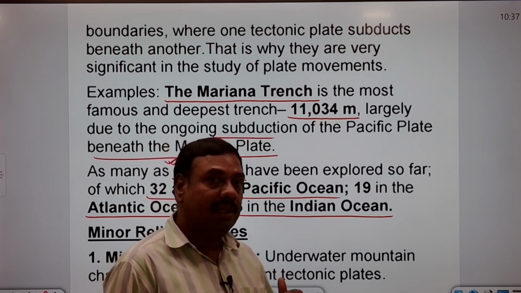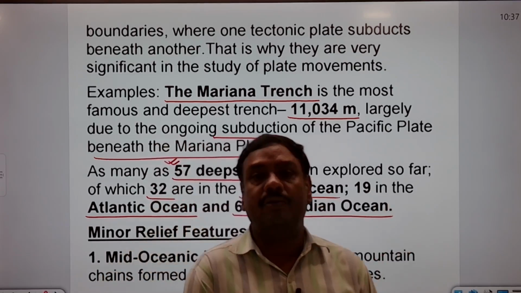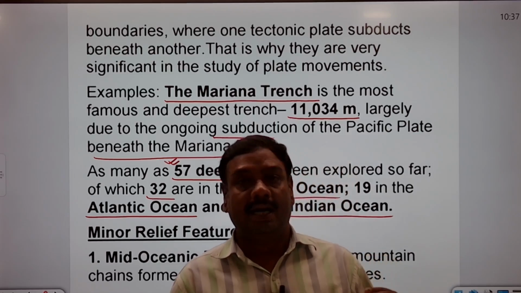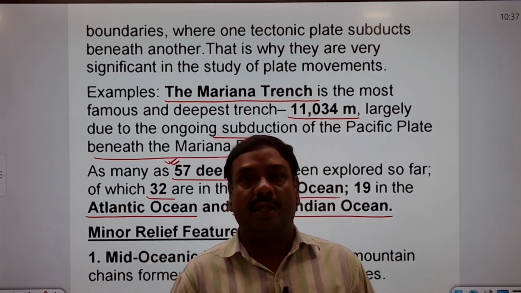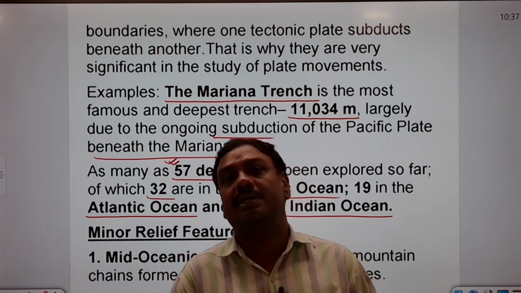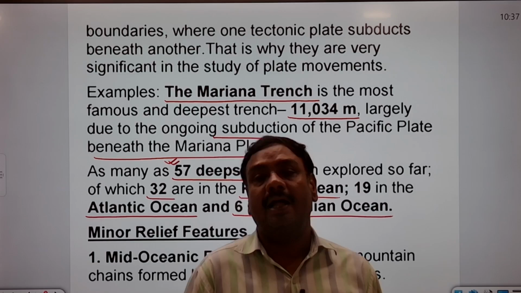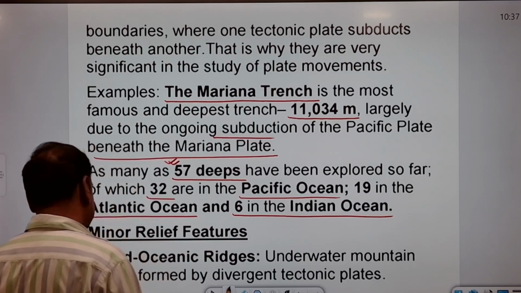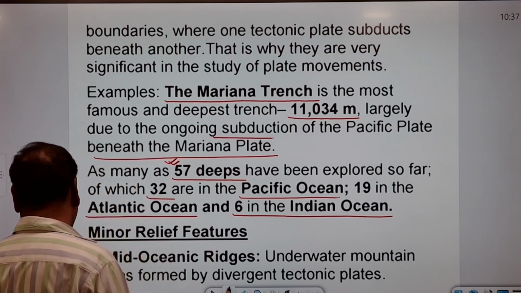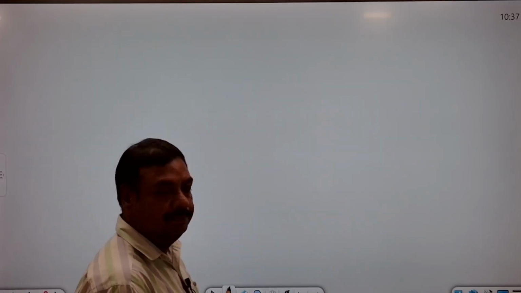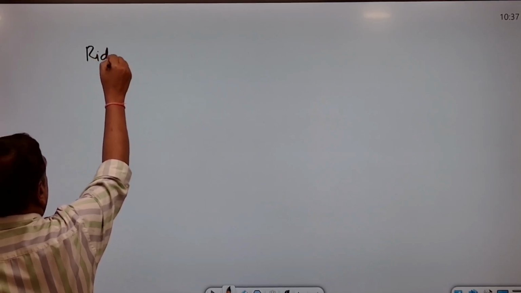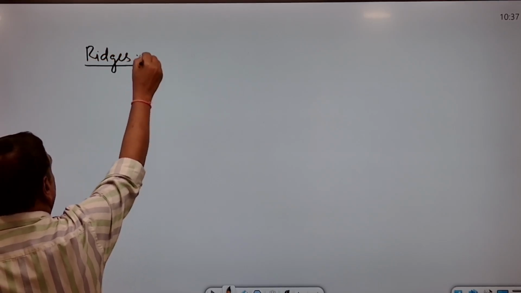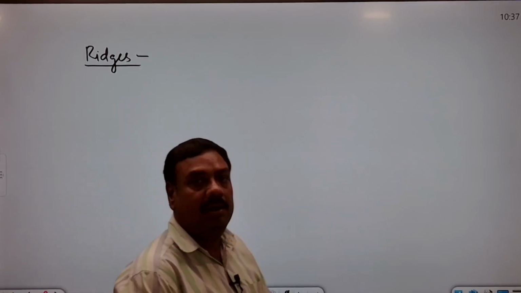Okay, before that, if you remember how trenches are formed, I told you that trenches are formed when two plates are converging towards each other. If you remember that, I told you about these things, right? Now for mid-oceanic ridges, the things which you must consider here are, first of all, what are these ridges? What kind of features are called ridges?